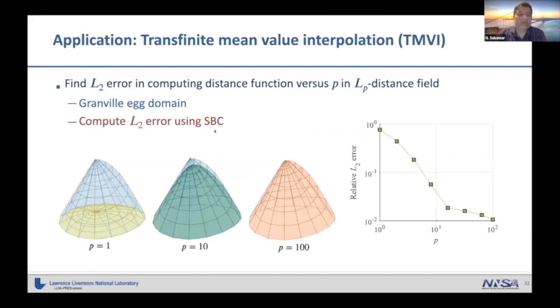So we compute the L2 error using SBC, and you can see that as p goes from 1 to 10 to 100, it approximates the exact distance better. So you get approximately 10 raised to -2 error for p equal to 100. And we compute the exact distance function here using Newton's method to get the exact solution. So it's accurate to machine precision.